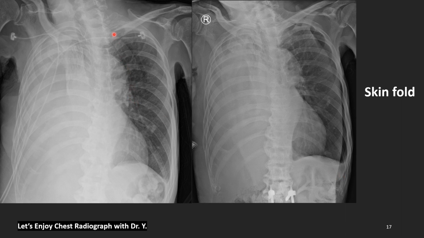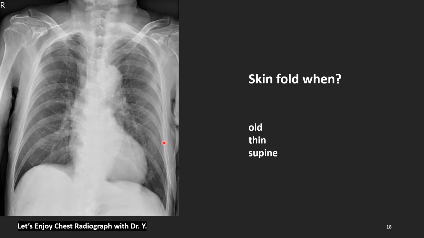The left side film is also a skin fold, because the outside of this suspected visceral line is filled with normal lung tissue, pulmonary artery, pulmonary vein, and lung tissue. So these two films are skin folds, not pneumothorax. Now, how about this film?